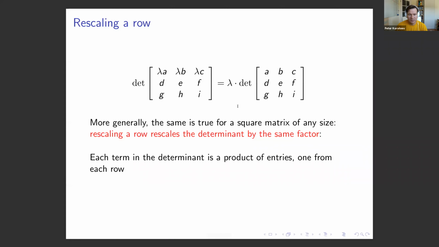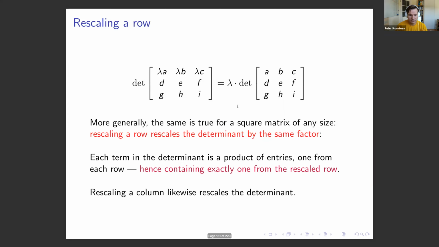So rescaling a row rescales the determinant by the same factor. Each term in the determinant is a product of entries, one from each row, therefore containing exactly one from the rescaled row. And likewise, rescaling a column rescales the determinant by the factor you use to rescale the column.